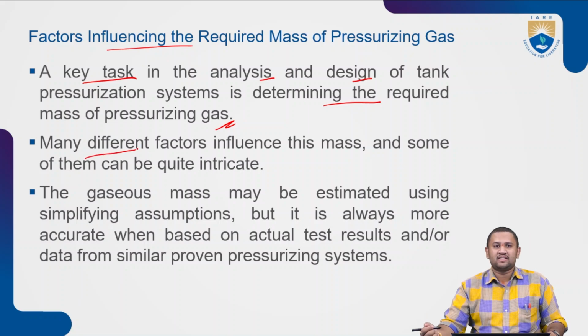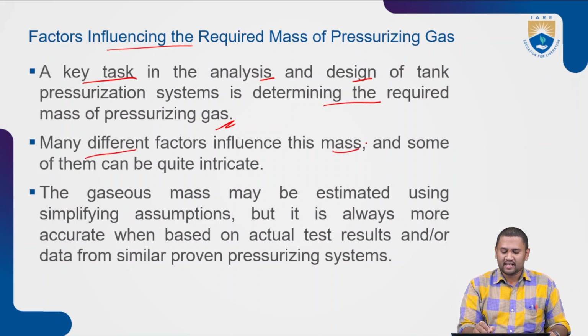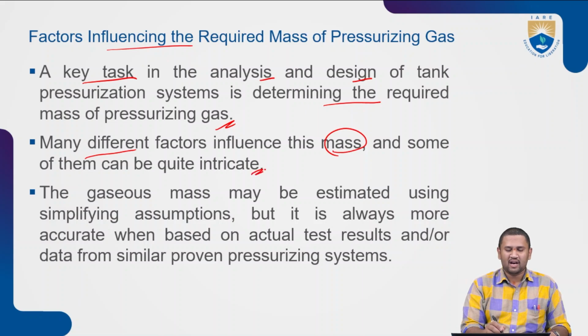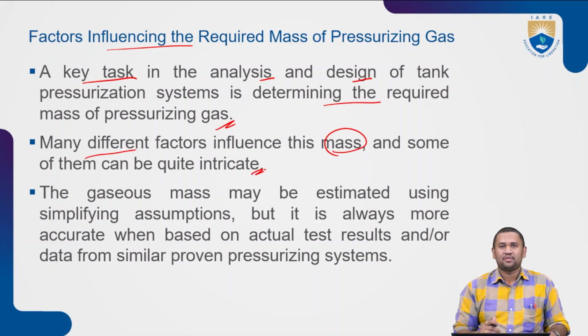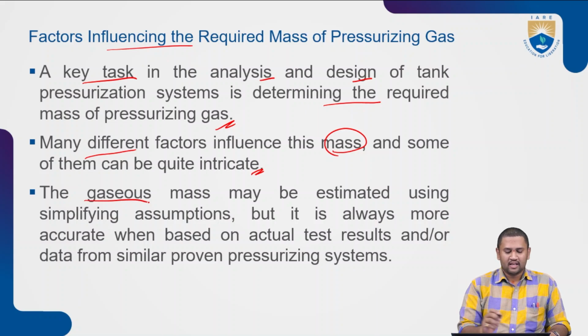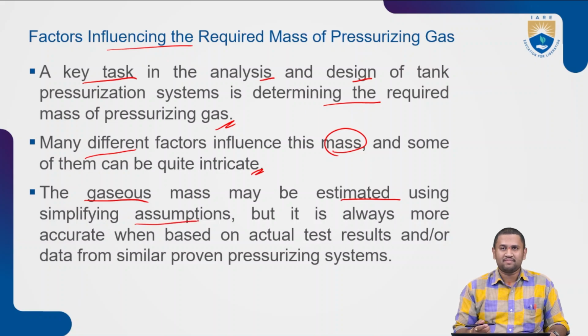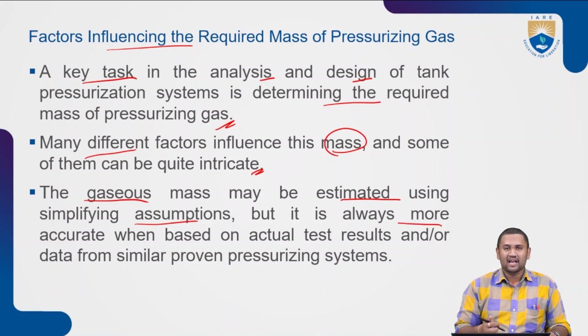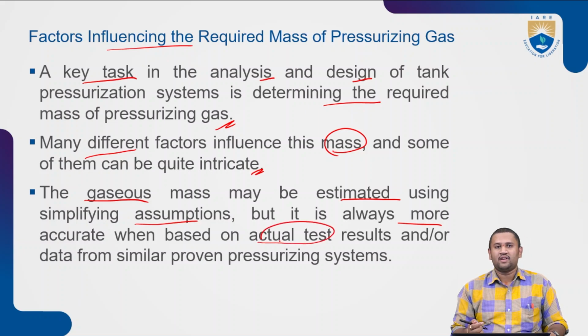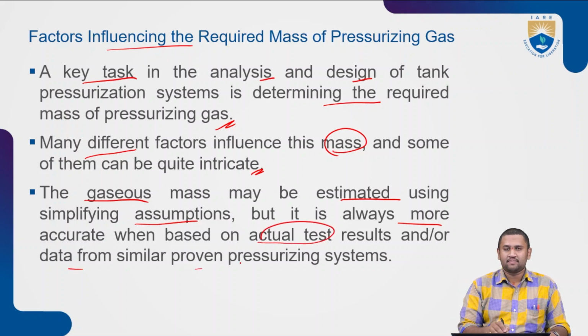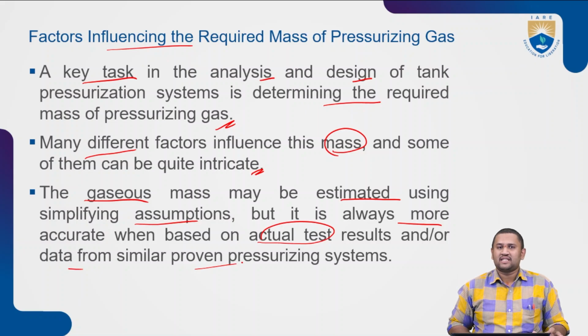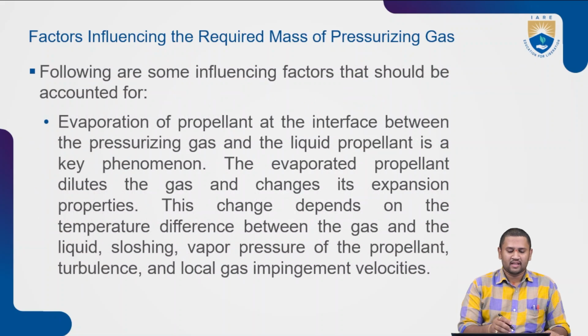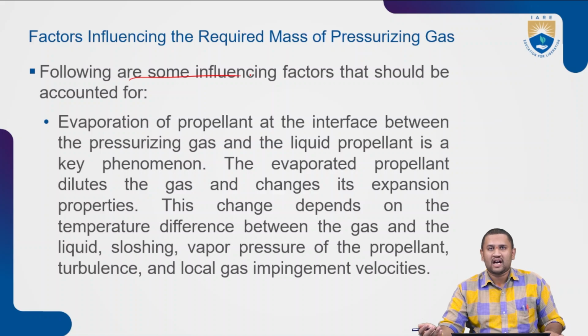There are many factors that influence this requirement of the mass, and some of them are a bit intricate to understand and to digest. The gaseous mass may be estimated using simplifying assumptions, but it is always more accurate when based on actual test results that are to be performed, or compared from the data collected from similar proven pressurizing systems. The following are a few influencing factors that should be accounted for.